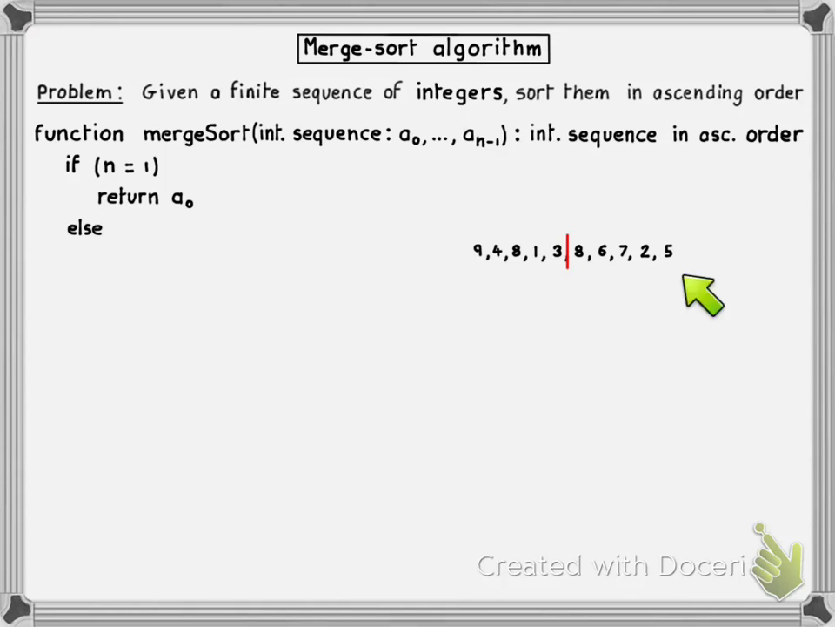Well, the formula is pretty simple. We're going to take the index of the last element, which is n minus 1. We're going to divide it by 2, and then we're going to round it down to an integer using the floor function.